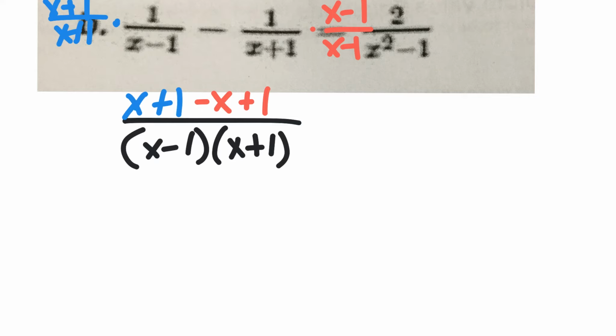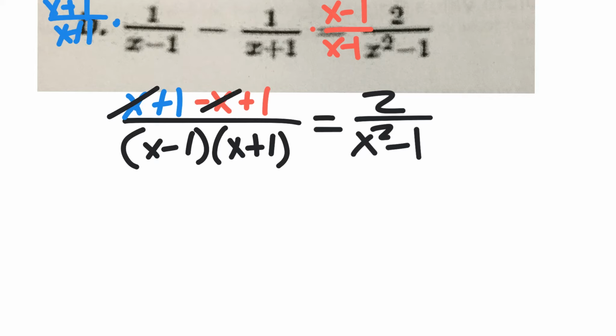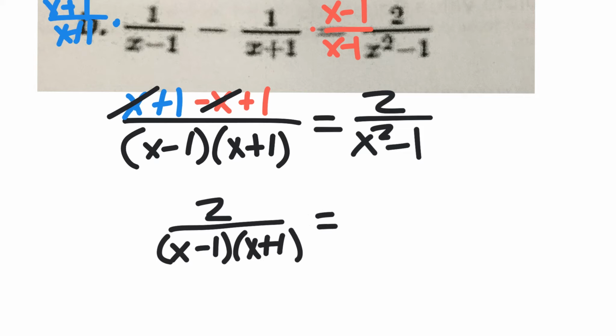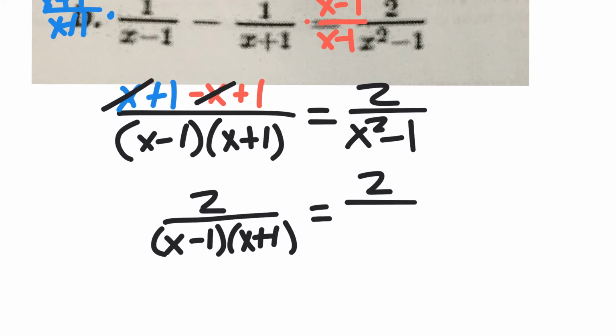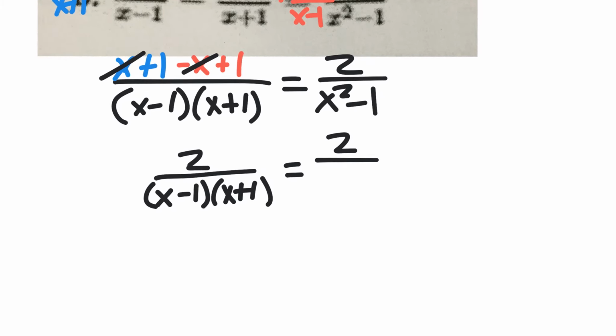And that should be equal to 2 over x squared minus 1. So now I've got an x minus an x is 0. 1 plus 1 is 2 over x minus 1 times x plus 1 equals 2 over x squared minus 1.